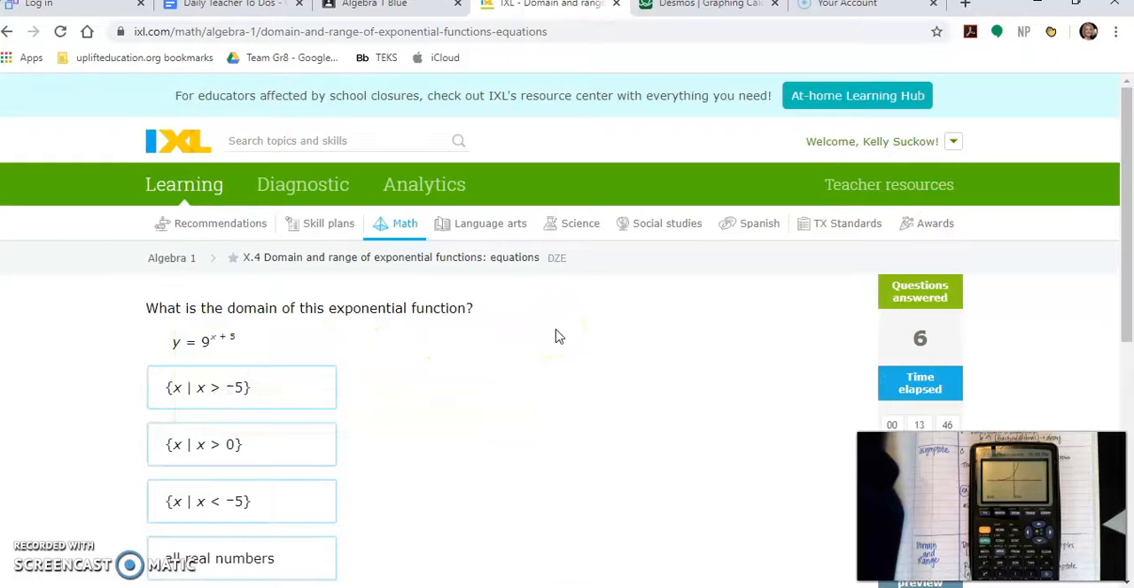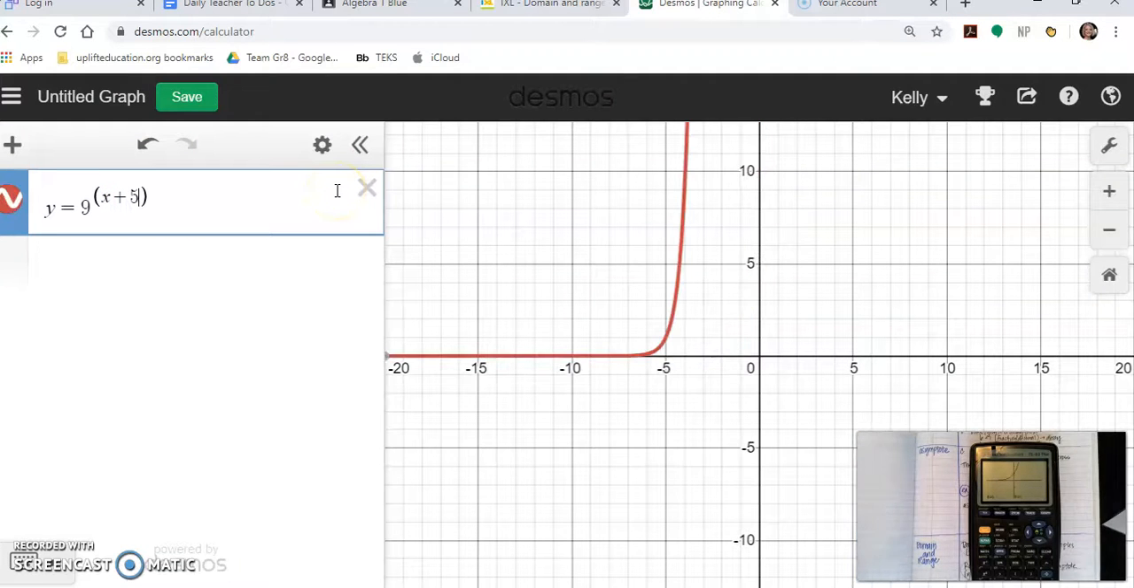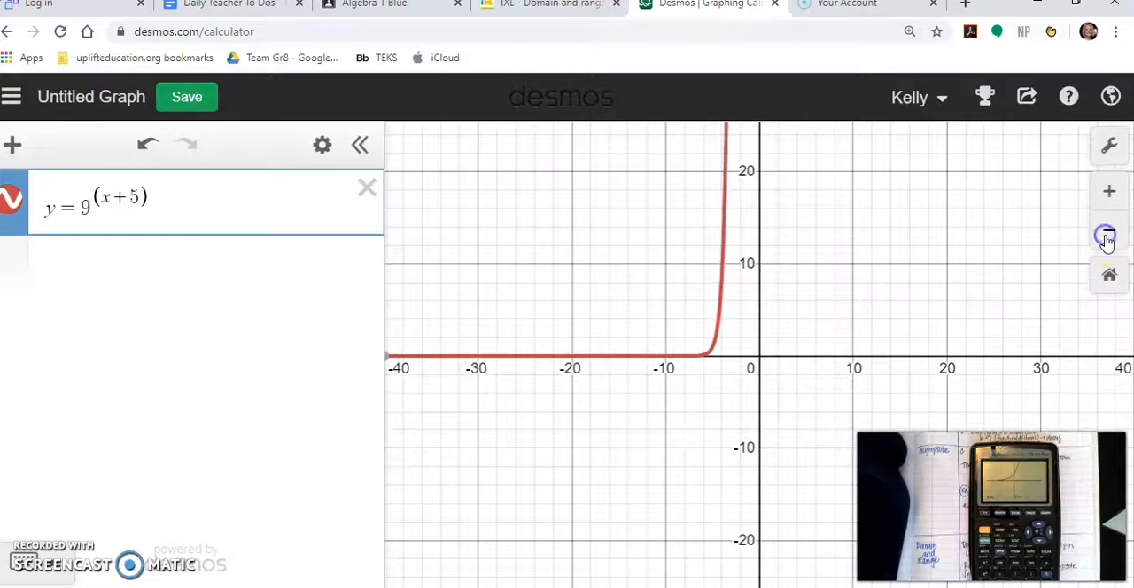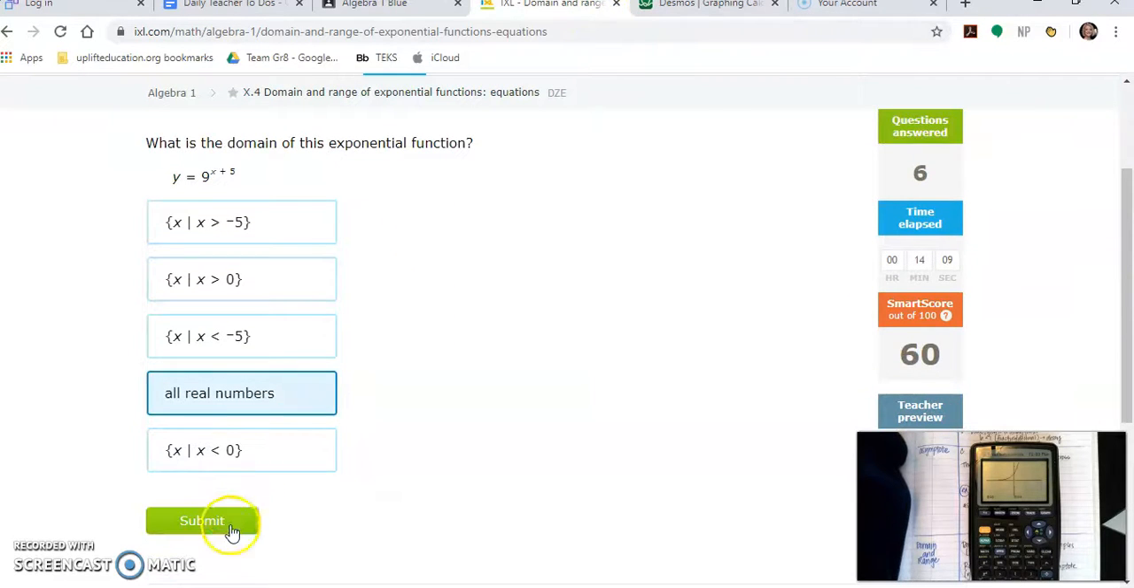What is the domain of this exponential function? So if you guys really wanted to see that the domain is all real numbers, luckily I just need to change one value right here. Instead of x plus 1, it's x plus 5. The domain is going to go from all of the numbers to the left and all of the numbers to the right. So all of my x values are included in my domain. That's why it's all real numbers.